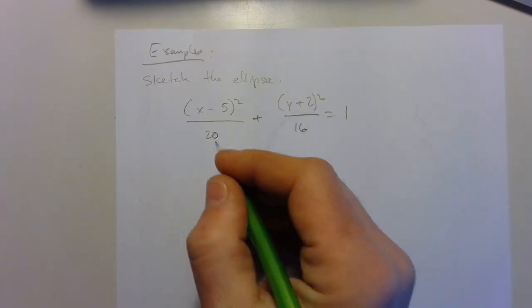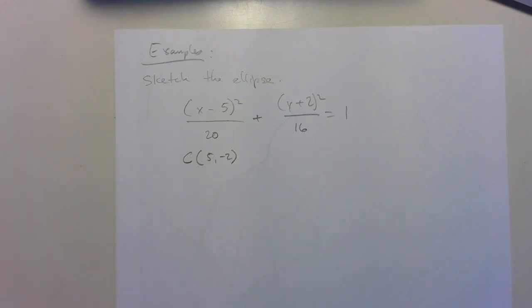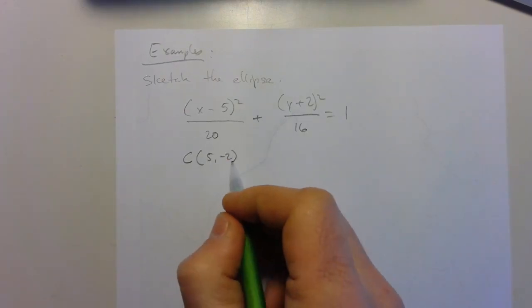So the first thing I'm going to do here is say my center. My center is at (5, -2). I'm just going to list out my information. So I see that my center is (5, -2).